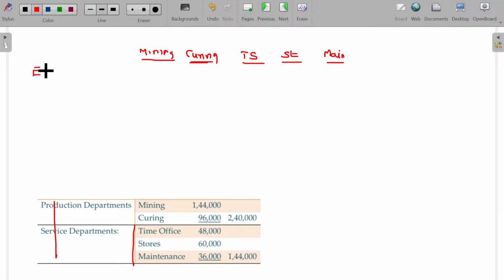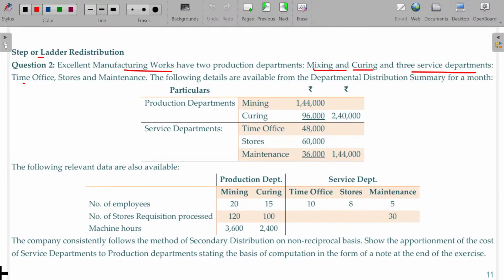Expenses as per primary distribution being 1,44,000, 96,000, 48,000, 60,000, 36,000. So the following relevant data are available: number of employees, number of stores requisitions, machine hours given. The company consistently follows the method of secondary distribution on a non-reciprocal basis. We don't follow the reciprocal basis.